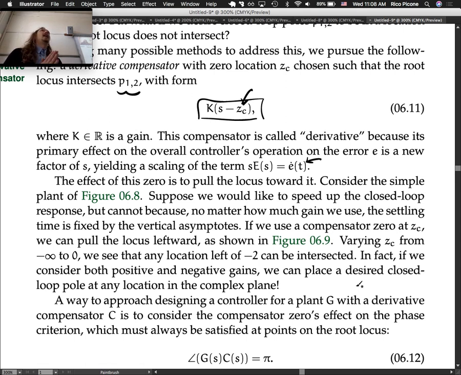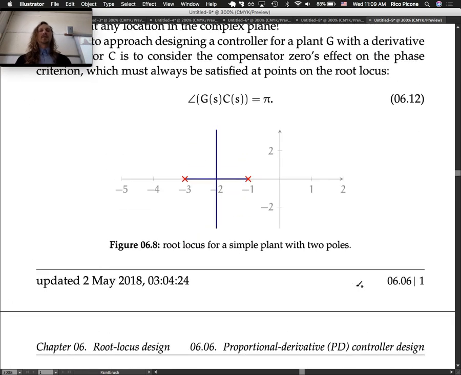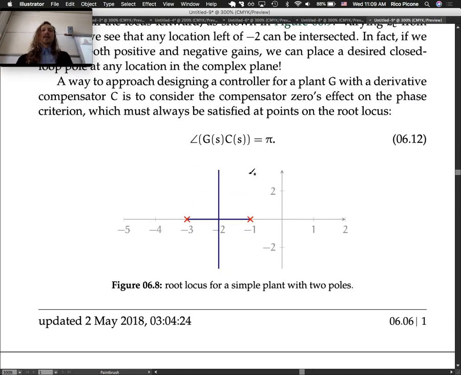I want to sort of step back for just a moment and say, no, we'll just go forward with this. I think this is good. So consider the simple plant of figure 6.8. So this is a root locus plot for a plant with a pole at -3 and a pole at -1. Okay? So we could sketch this, and it's got two zeros at infinity, and we do all that.